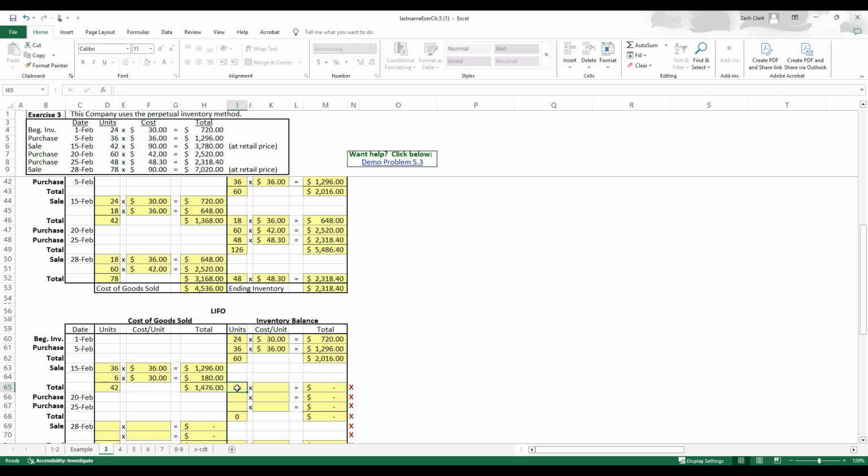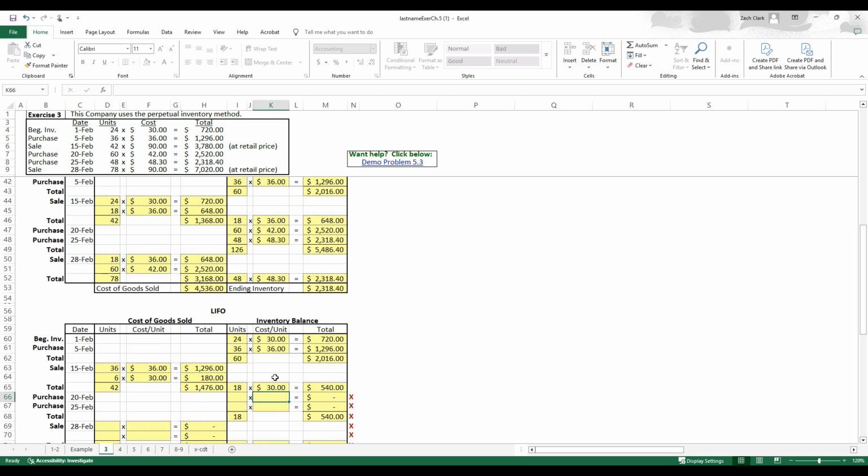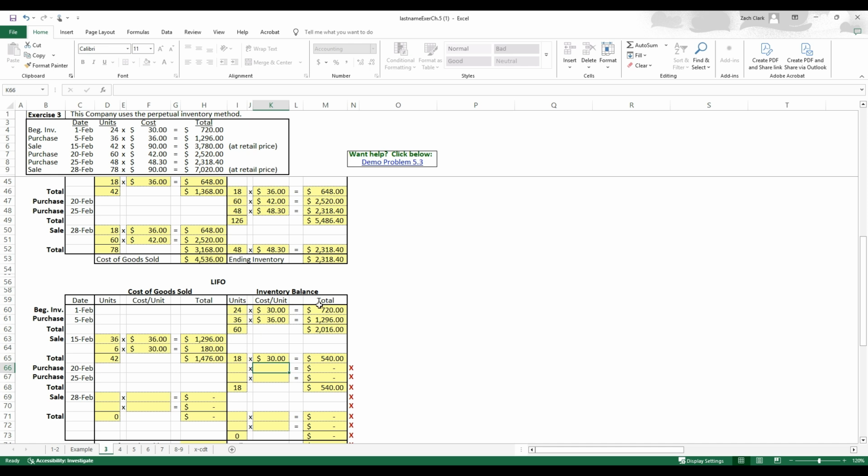And so now when we have the 18 units, those 18 units are going to come from this first layer, whereas in the last problem, those 18 units came from this second layer. Now they're coming from this layer because we are doing LIFO instead of FIFO.